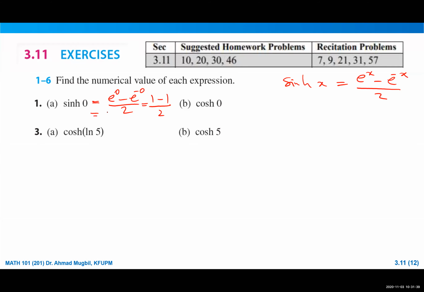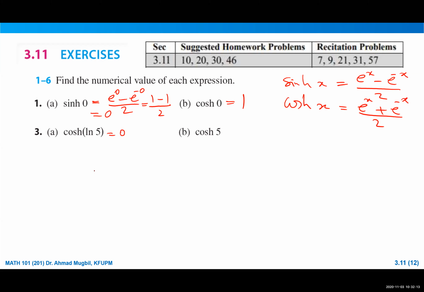What about cosh 0? 1. Remember that cosh x is the same but with the plus. So it will be e to the power 0 plus e to the power 0 over 2, which is 2 over 2. It will be 1. Okay, what is cosh ln 5, ya shabab? Come on, take a paper and pen and calculate it. What is cosh ln 5?